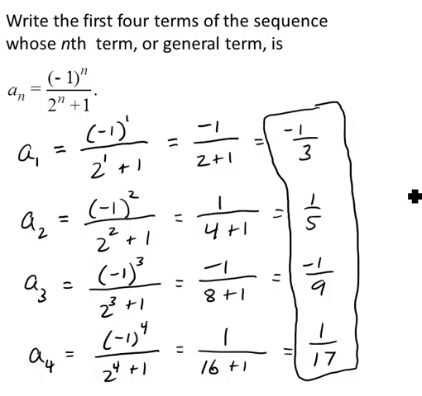This is called an alternating sequence because the terms alternate from negative to positive to negative to positive, and that pattern would continue if we kept evaluating terms.